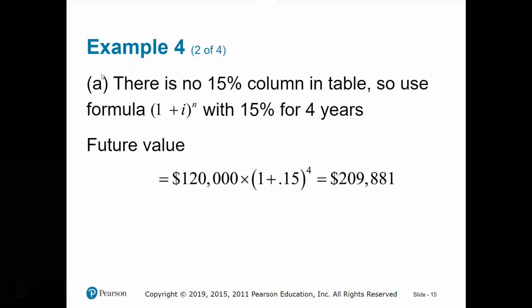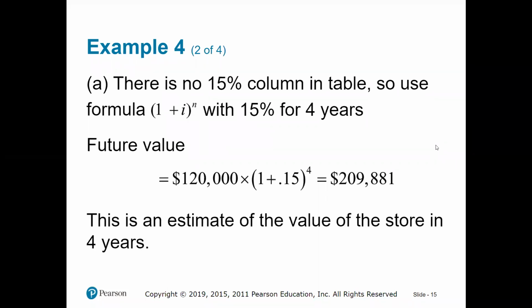Okay, so there is no 15% column in the table, so you use the formula with 15% in 4 years. So sometimes you do have to use the formula. It's just that when you can use the table, you might as well use it. I think most of Pearson has you using the table.